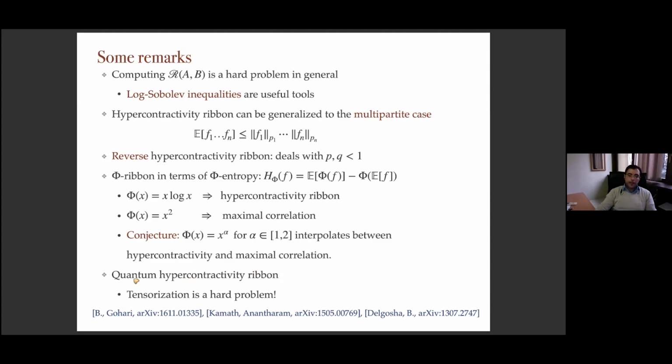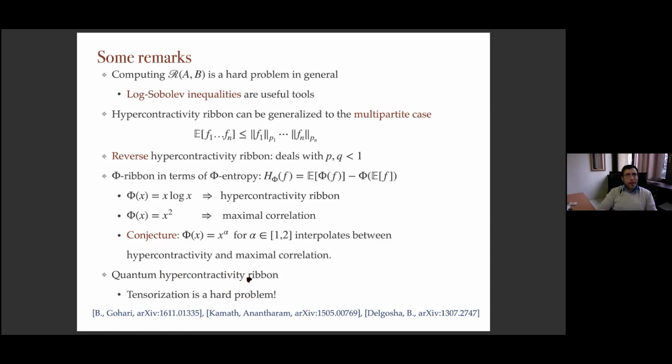The proof of the monotonicity property, the data processing inequality, for that quantum hypercontractivity ribbon is not easy. I should say that the proof is the same as the proof of the monotonicity of the quantum Rayleigh entropy. It's the same nature. You can see the details in this paper. But you can prove the monotonicity property, this data processing inequality. But the tensorization is a hard problem. In fact, the tensorization probably doesn't hold in the quantum case.